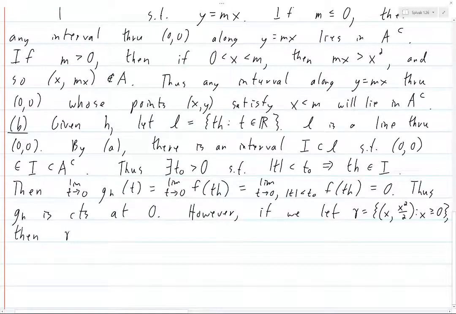Then gamma is a subset of A. And why is that? Because for all x greater than... Oh, wait. It's going to be x strictly greater than 0. Because for all x greater than 0, 0 is going to be less than x squared over 2, and that's obviously going to be less than x squared. Okay?